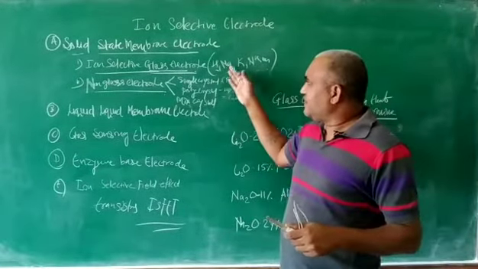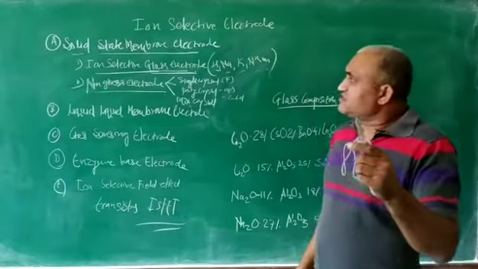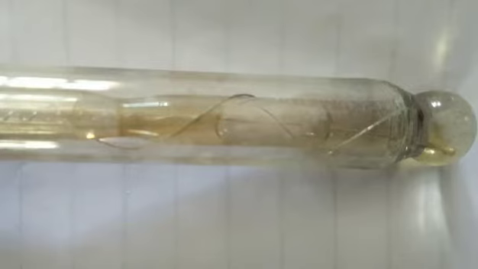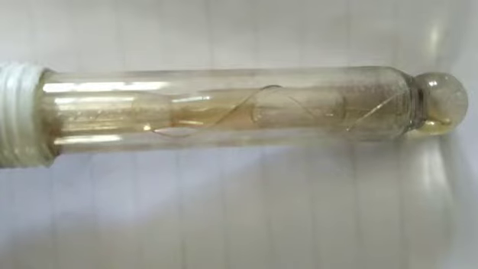So in ion selective glass electrode, this is the ion selective glass electrode. We measure the pH electrode. We measure the pH by this electrode. So as we see, this is the glass electrode.